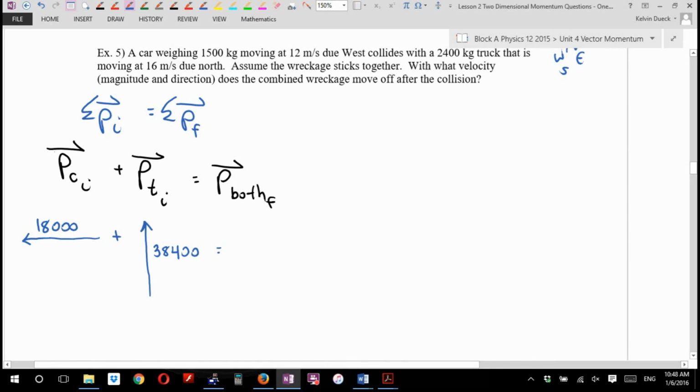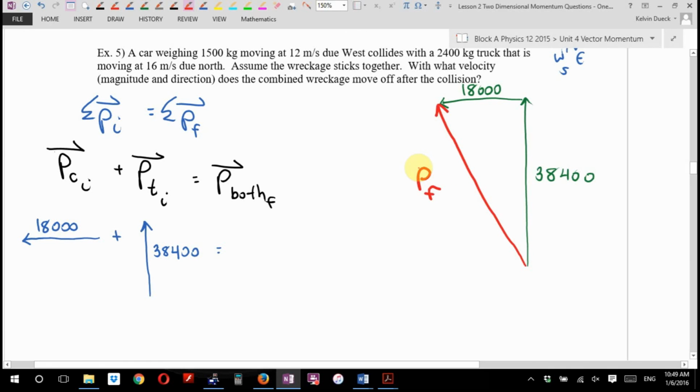I want to add these vectors together. Have you got any suggestions on how I might do that? Draw them tip to tail. Now, I like to try and go roughly to scale. 38,400 is about twice as big as the 18,000. So I'm going to draw my triangle over here, and it's going to look like this. And I tend to draw my vector diagrams big. I've learned if they're big, I make less mistakes. I guess the resultant is the momentum final of both. Yay, right angle. Pythagoras.